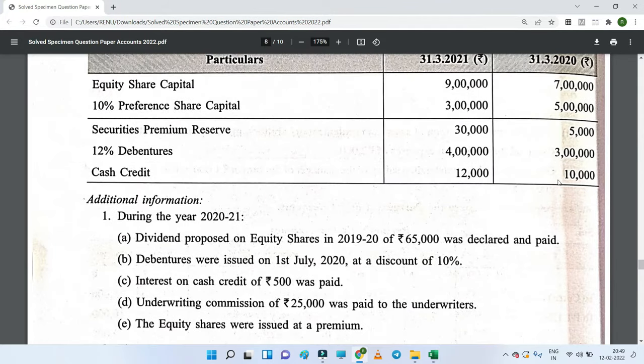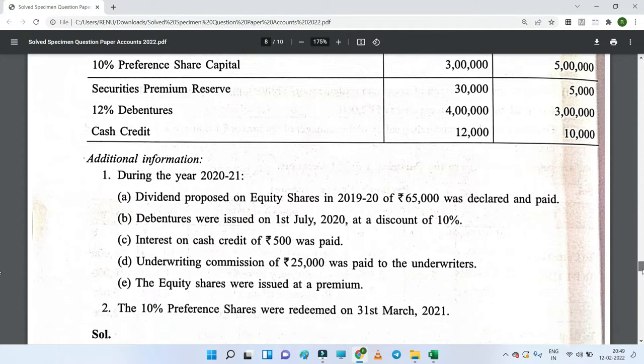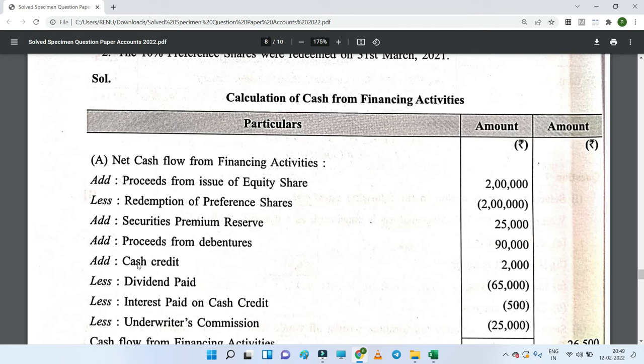Cash credit value is also increasing by 2,000. So this is an inflow that must be added. That difference of 2,000 is an inflow of cash, so it should be added.